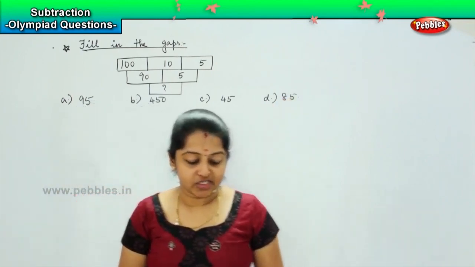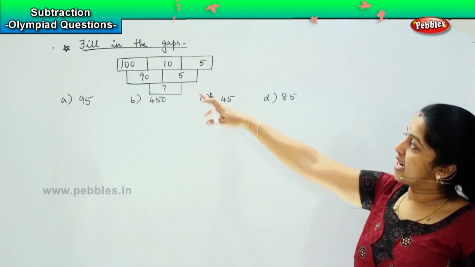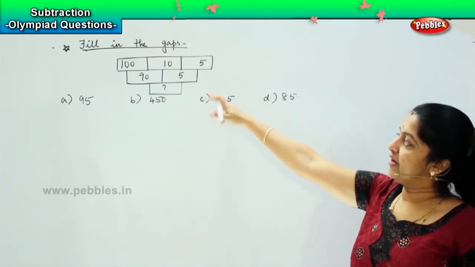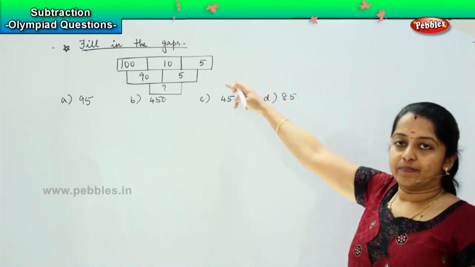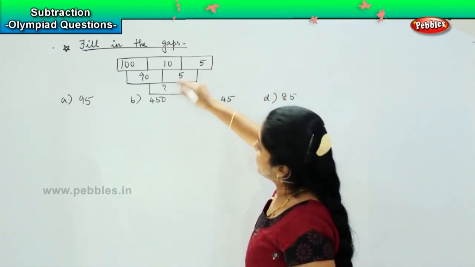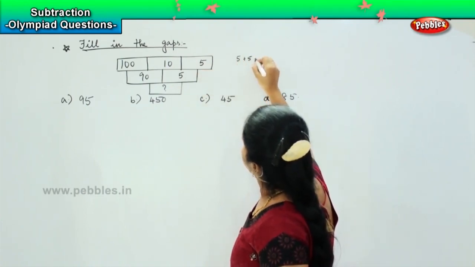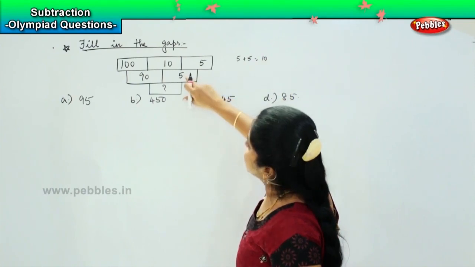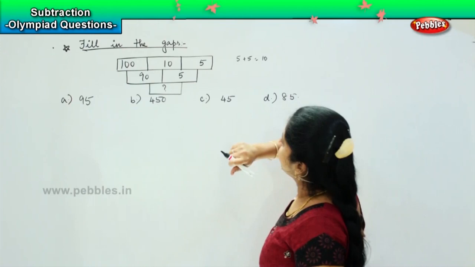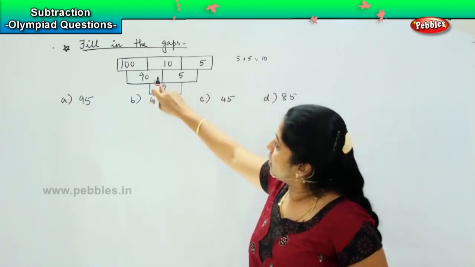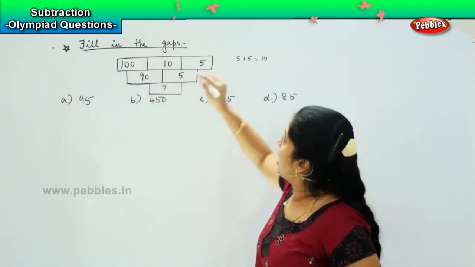So it's a tricky question, children. Okay, just see the pattern. It's given as 100, 10, 5, 95 and something. So we will try to look from the bottom. If you see here, 5 plus 5 is equals to 10. So which means if I add, this gives me a sum here. Okay. And similarly, the next column, 90 plus 10 gives me 100.